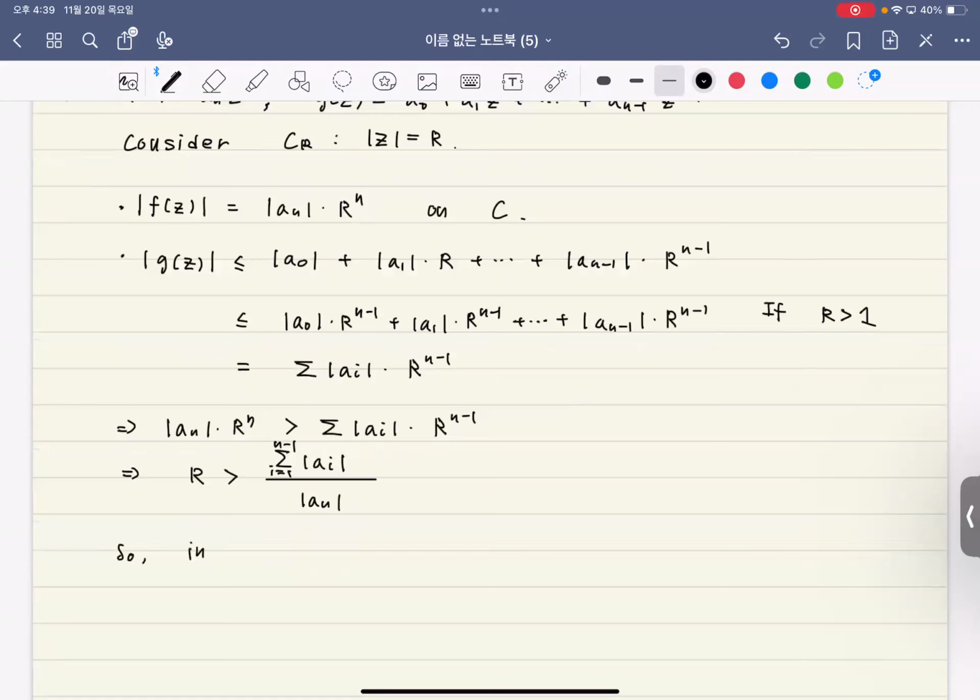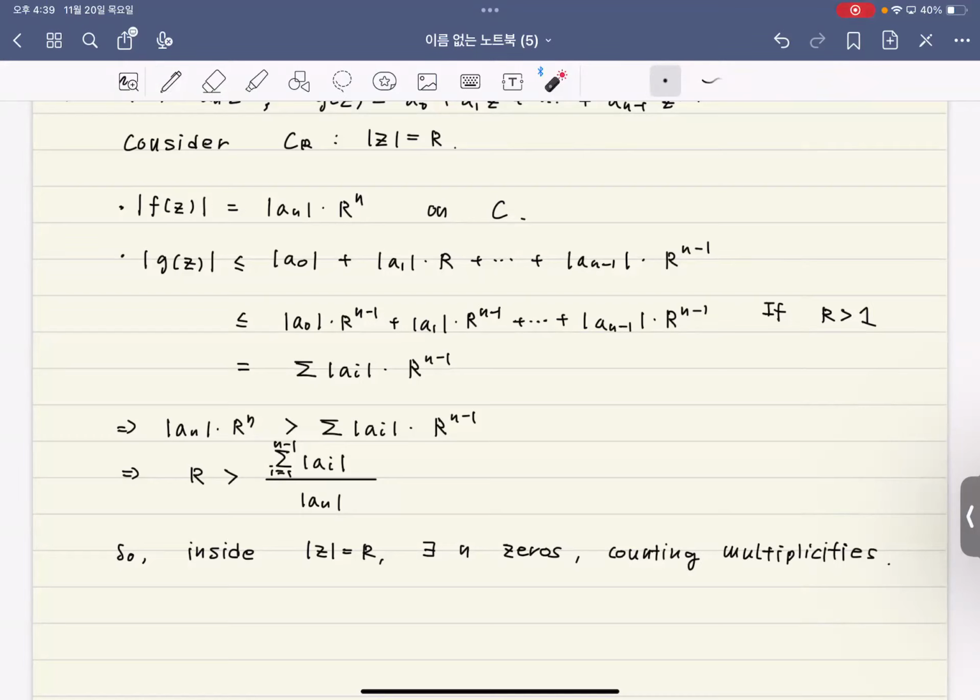So inside, there are n zeros. And this is true for all radius r bigger than this. Therefore, you are safe to say that.